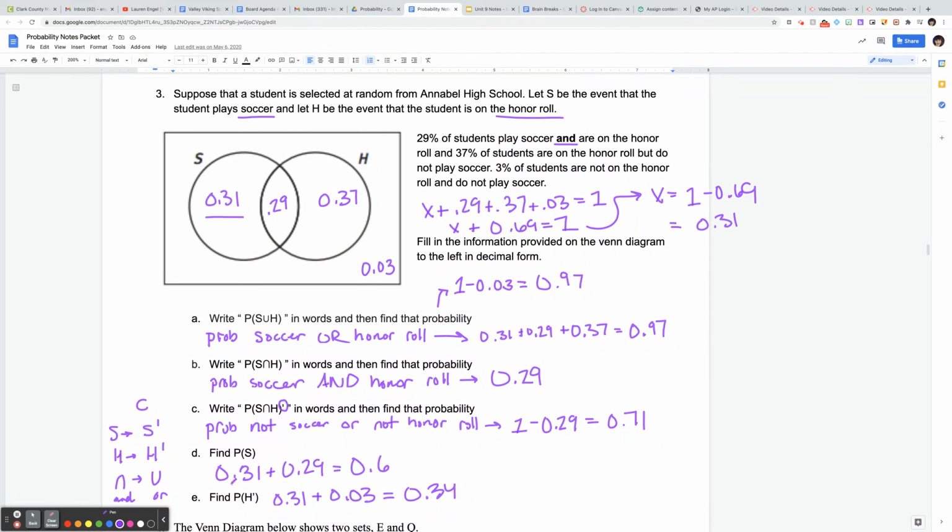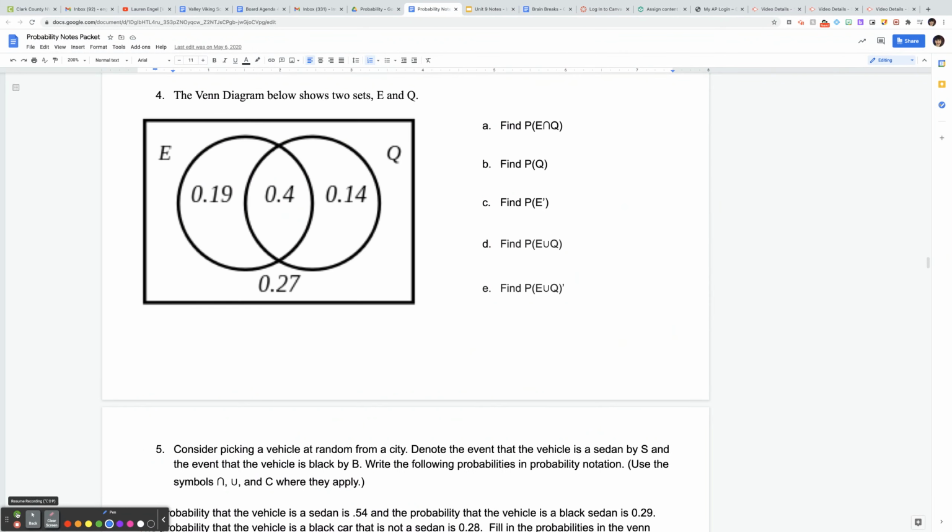Give me a sec to clear my screen off and scroll down because I've got one more problem that I'm going to do for you, and then I'm going to give you a chance to try one. So I'm going to pause mine. See you in just a second.